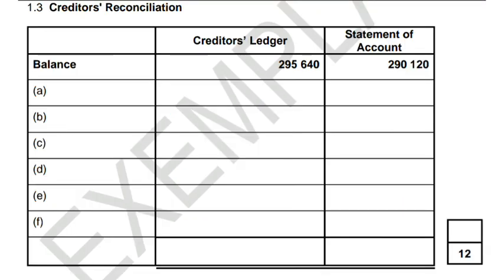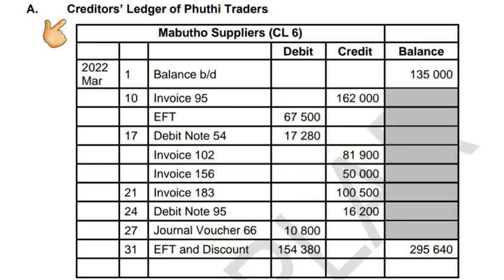I hope that is making sense. So that's why you're seeing in our answer book, it says a creditors reconciliation, we have the balance that we already started with for a creditors ledger and the balance in our statement of account. So the creditors ledger, this is my book, I can fix it.